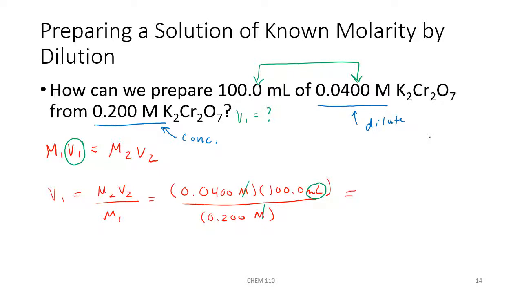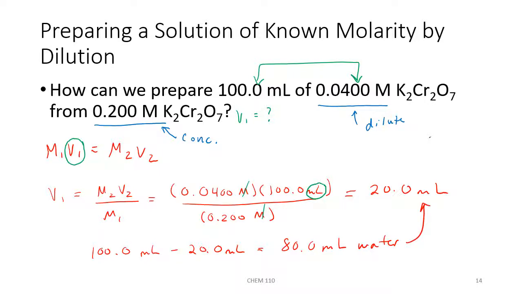So our V1, or the volume of our concentrated solution we'll need, will be equal to 20 milliliters. That means that we need to measure out 20 milliliters of our 0.2 molar potassium dichromate solution. And if we're making 100 milliliters total, and you subtract off that 20 milliliters that you need to measure out, the difference means that there's going to be 80 milliliters of water used to dilute that 20 milliliters, which will give you your 0.04 molar concentration.